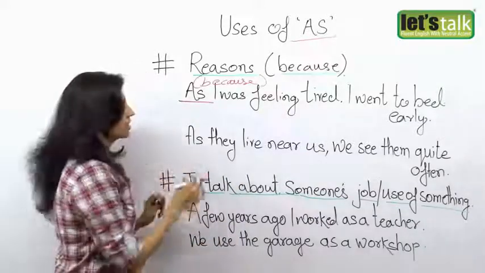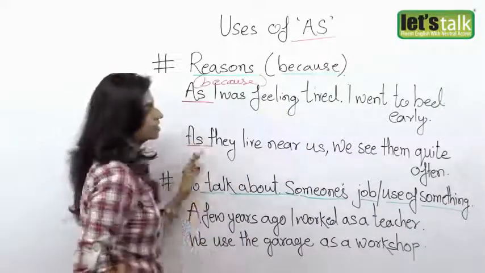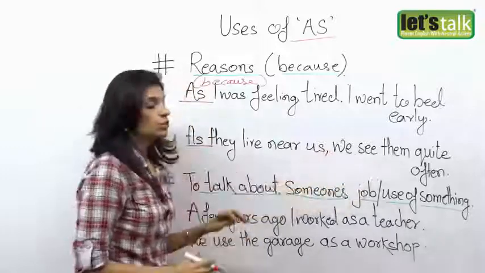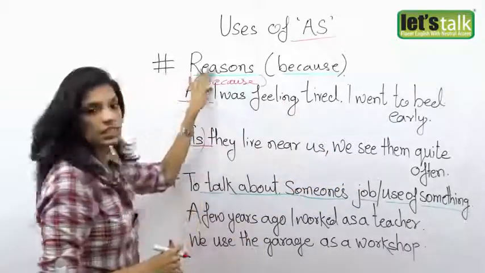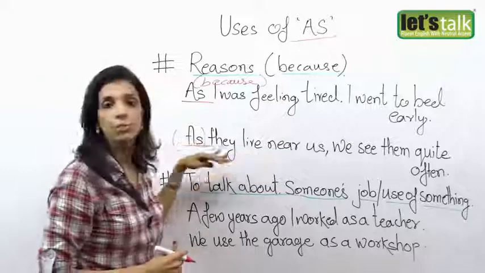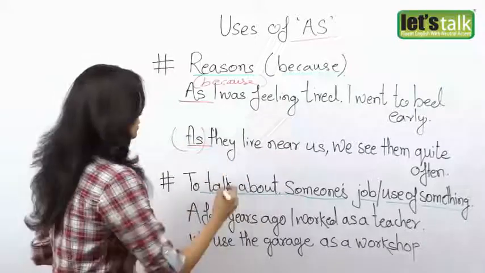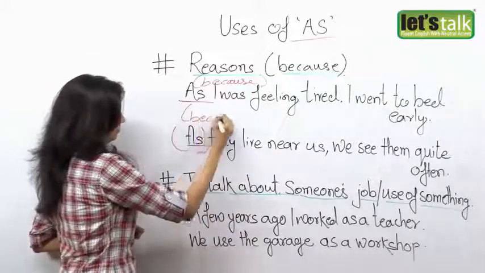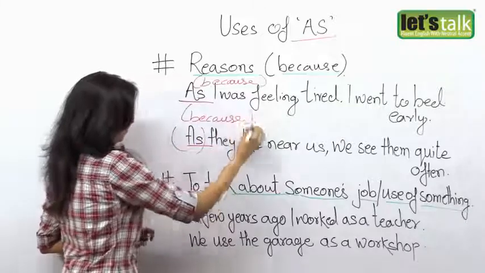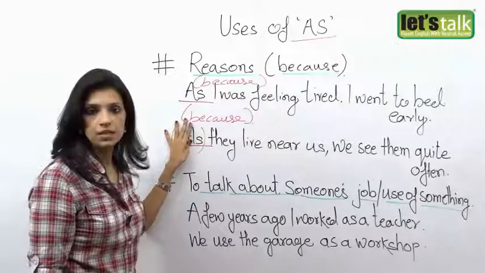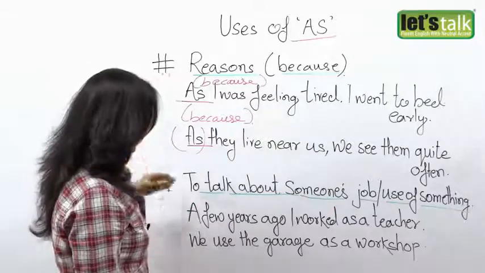In my next sentence, as they live near us, we see them quite often. So you're giving a reason, so you say "as they live near us", or "because they live near us", we see them quite often. Okay, I'm sure this is clear to you. Let's move on to the next example.